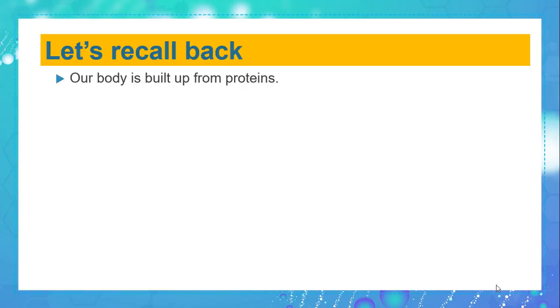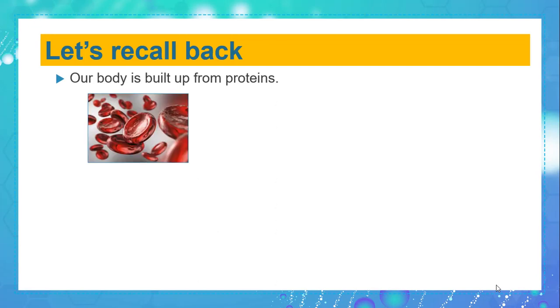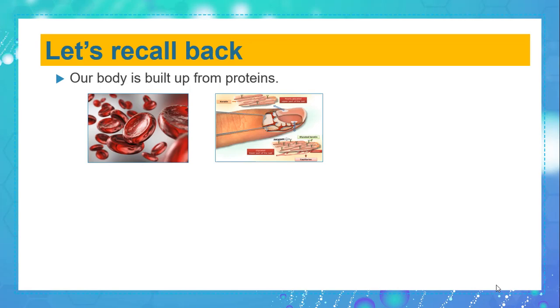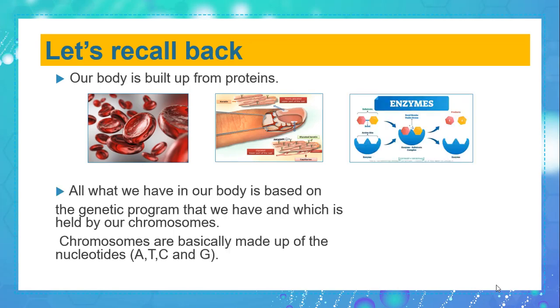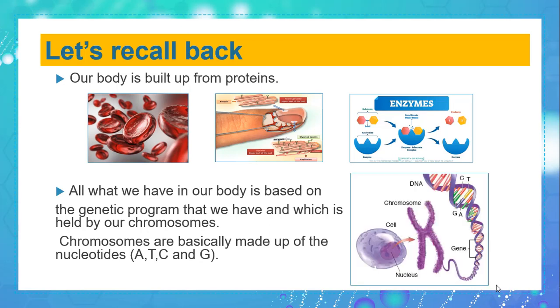As we know, our body is built up from proteins like hemoglobin found in red blood cells, keratin, enzymes, and many others. We know that all that we have in our body is based on the genetic program that we have and which is held by the chromosomes found in the nucleus, where chromosomes are basically made up of the nucleotides A, T, C, and G.